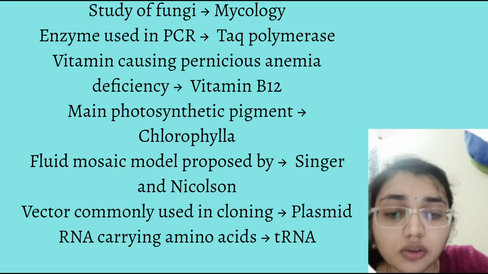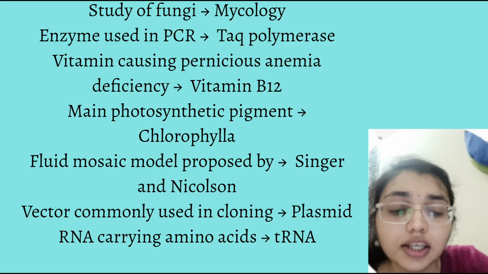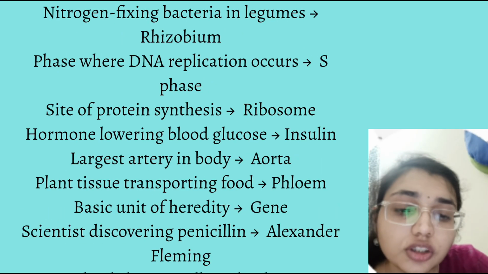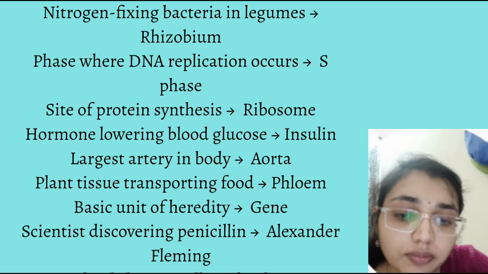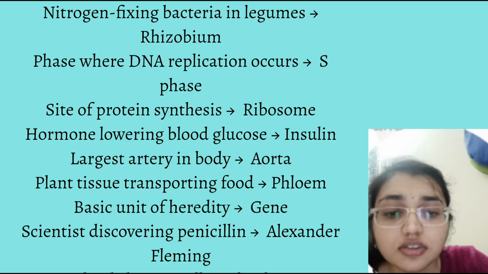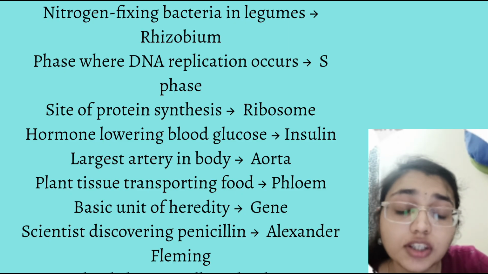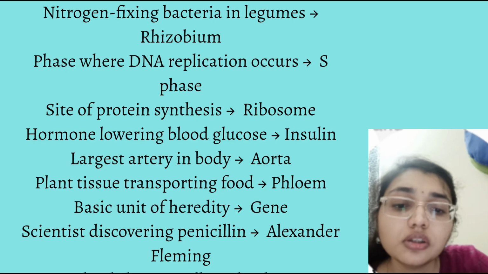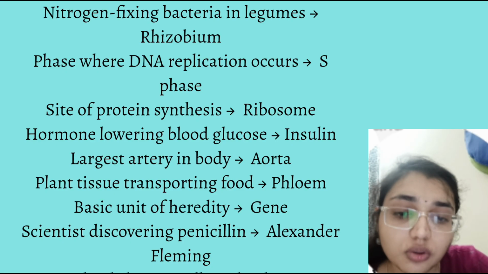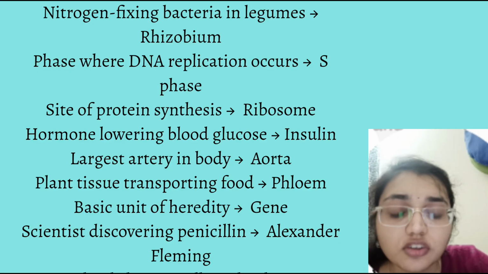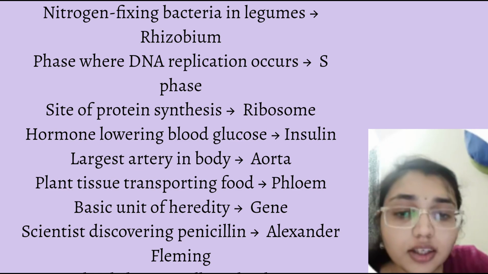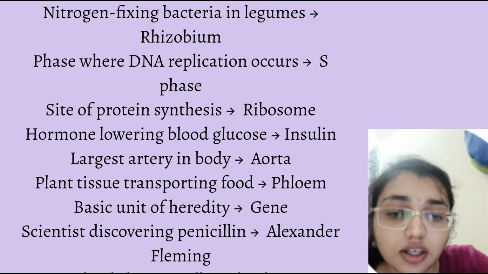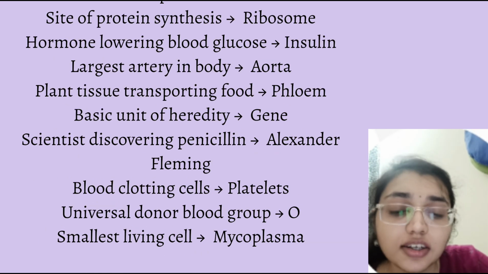Vector commonly used in cloning is plasmid. RNA carrying amino acid is tRNA. Nitrogen fixing bacteria in legume is Rhizobium. The phase where the DNA replication occurs is S phase. The site of protein synthesis is ribosome. Hormone lowering the blood glucose is insulin. Largest artery in the body is aorta. The plant tissue transporting food is phloem. Basic unit of heredity is gene. Scientist discovering the penicillin is Alexander Fleming.